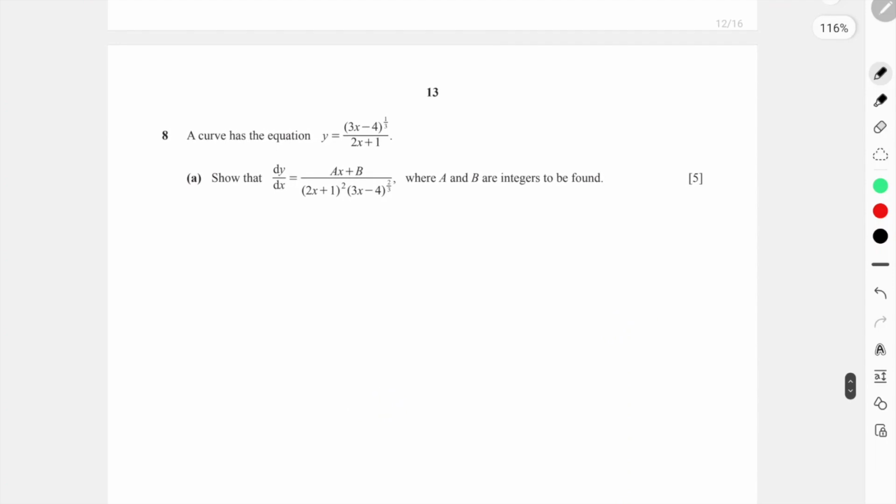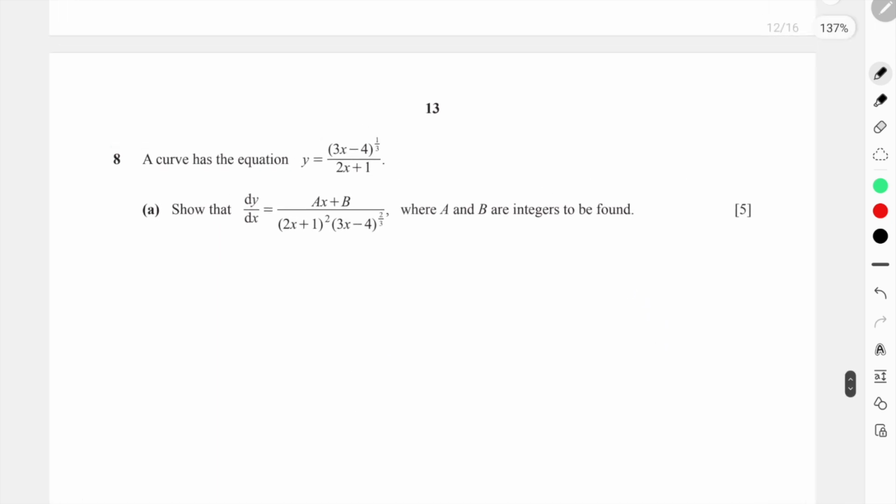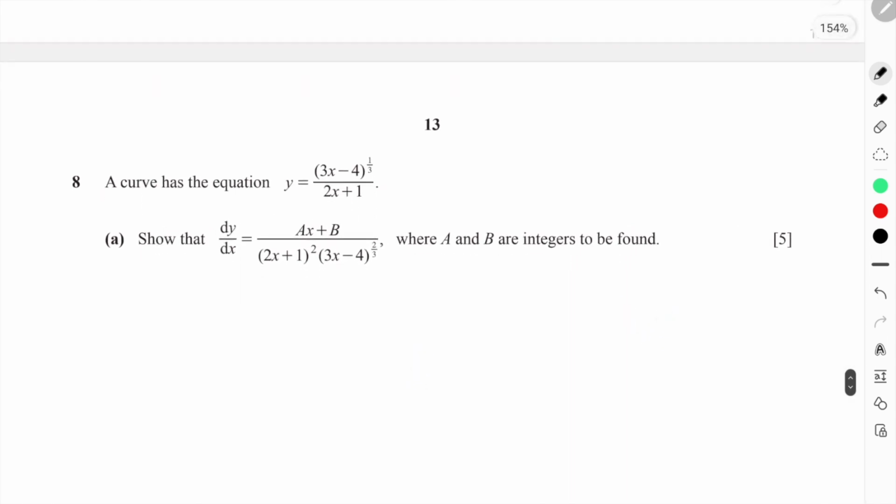Let's go to the 13th question. Sorry, 8th question, what am I saying? Anyways. So we have the curve. We have to show that dy by dx is so and so. In this one, we're going to use the quotient rule.